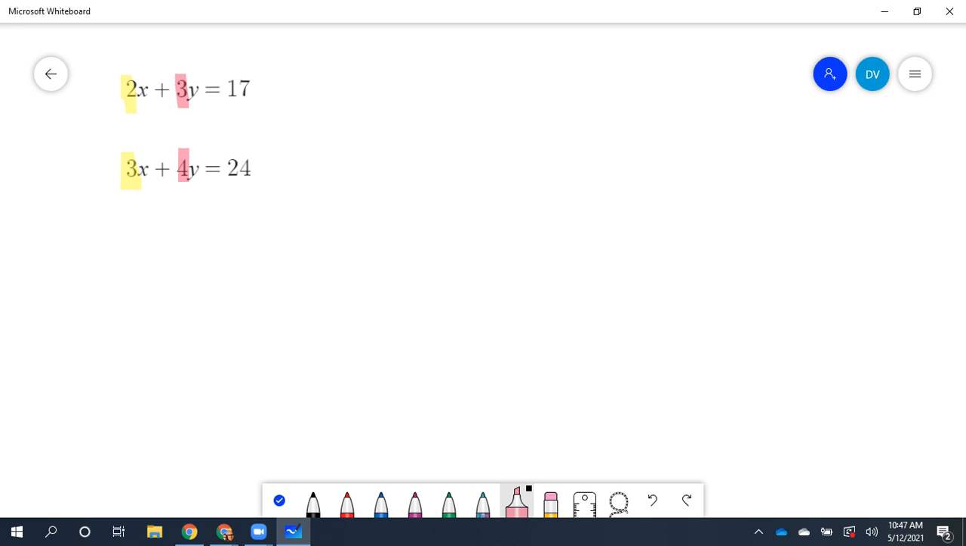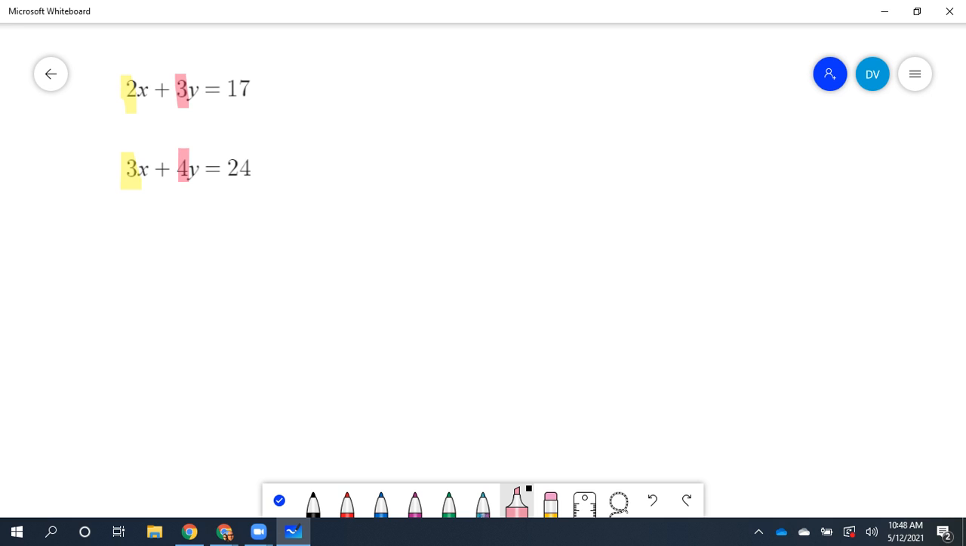So we could use either the yellow numbers or the pink numbers. We just want to use the ones that are the easiest, the smallest, and the ones that have the easiest common multiple also. So I'm going to use the yellow ones. And when I say the easiest, it's usually, I don't want to say always, but usually the ones that are smaller.